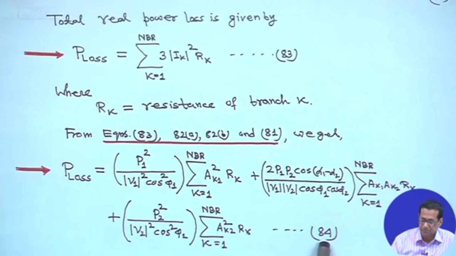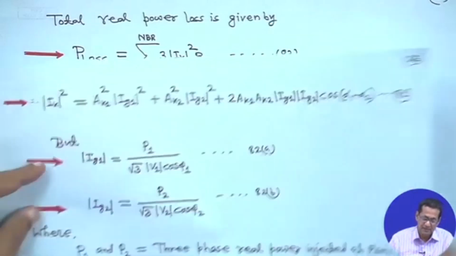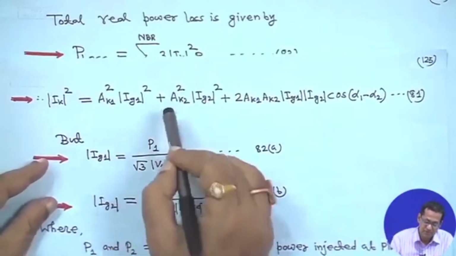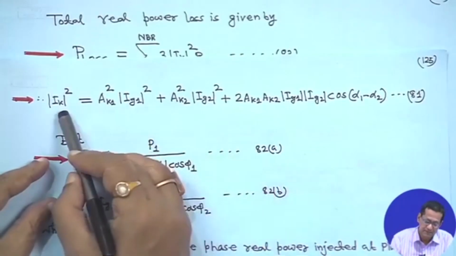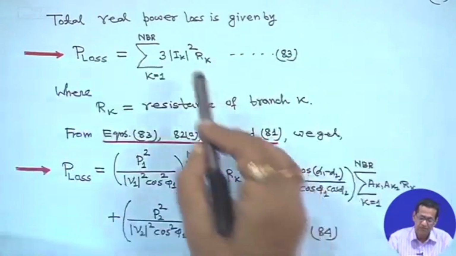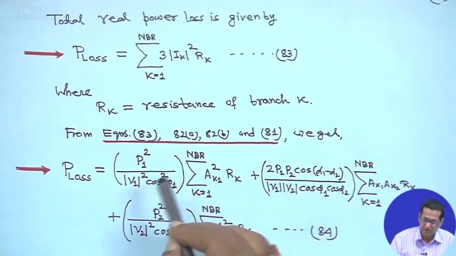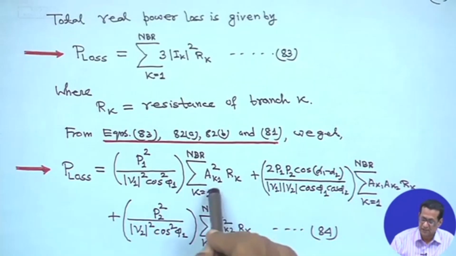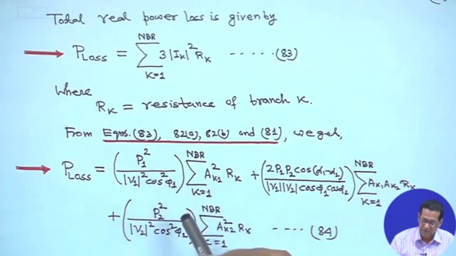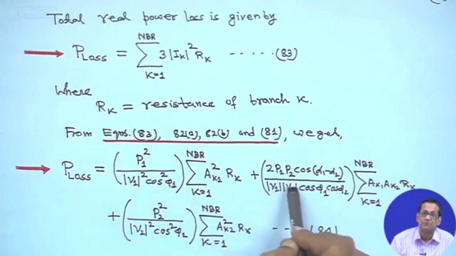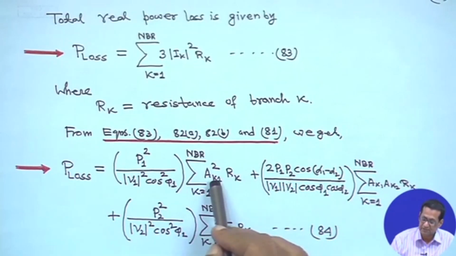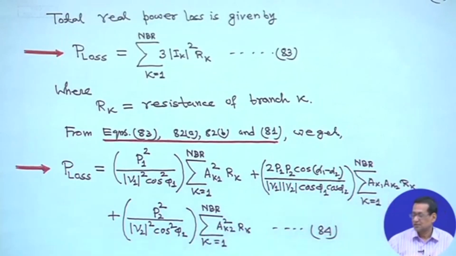This is equation 84. That means, in this equation you substitute Ig1 and Ig2, with that I_k square whatever you get, you put it here, then you separate the 3 terms, right. One is due to P1 square, P2 square, another is a product of P1 P2, this way you make it. Here sigma is there, sigma is there, sigma is there, right. So, this is equation 84.